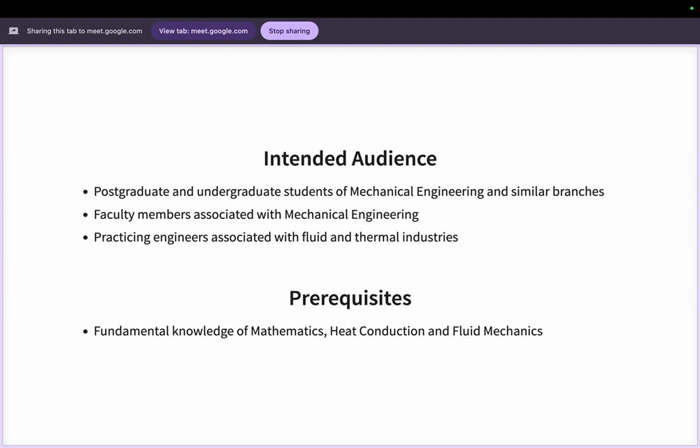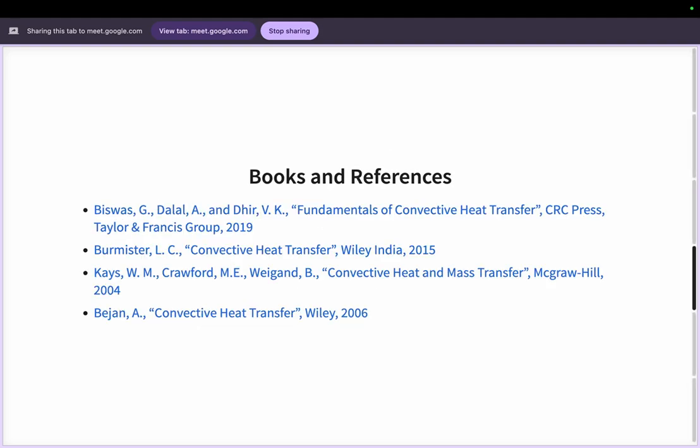If you are not familiar with them, maybe you can brush up on those beforehand, or just let me know so that in the next class we can cover it in, say, the first half hour. I can give you a brief overview of what is necessary for the problems given in your assignments. As for books and references, I'll be following the last reference here, Convective Heat Transfer, but you can choose whichever one you want.